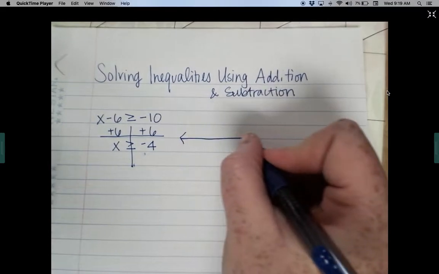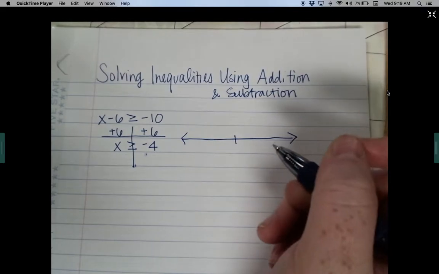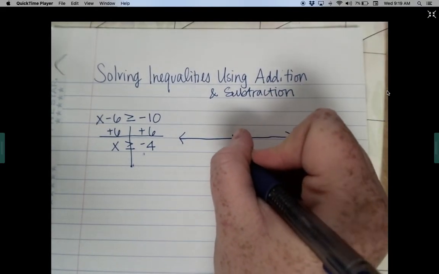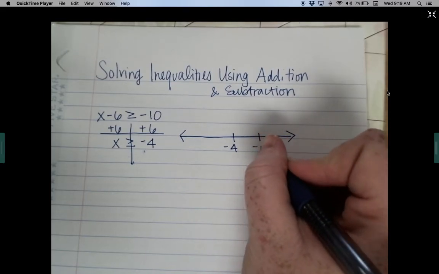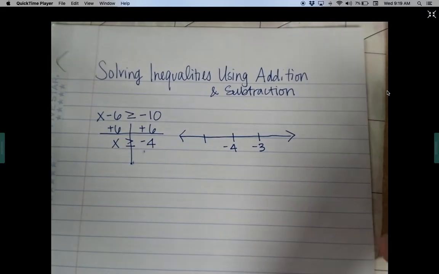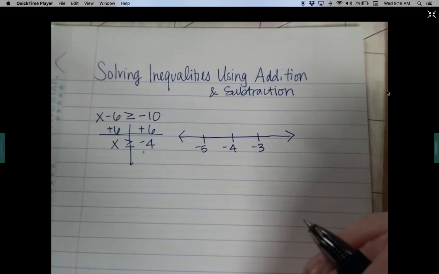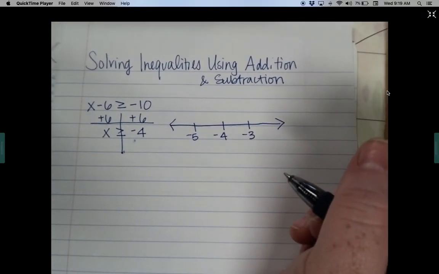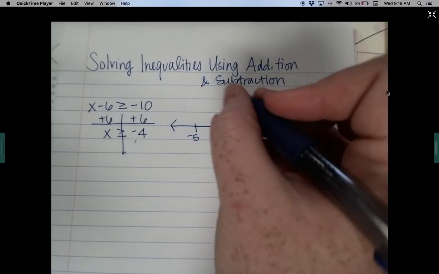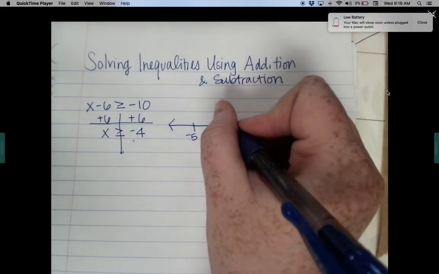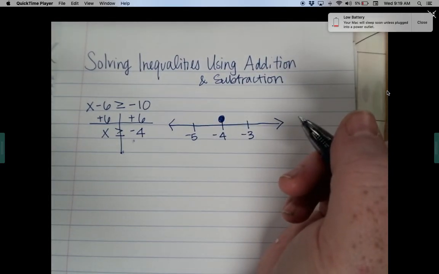You will probably be asked to graph it. So let's graph this one. I would choose 3 numbers. I would put negative 4 in the middle. And then you could choose any number that's bigger, but might as well be negative 3. Choose any number that's smaller, might as well be negative 5. You could choose negative 100 and positive 100. It doesn't really matter. So, is my circle going to be open or closed? Closed, because it's or equal to.